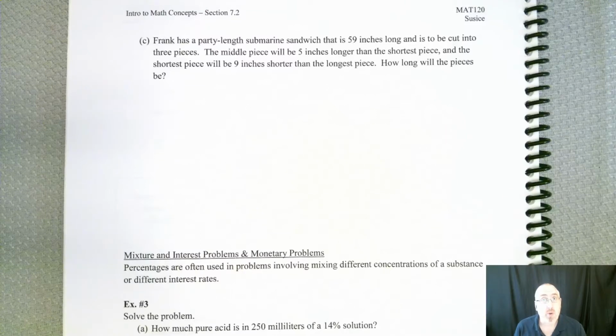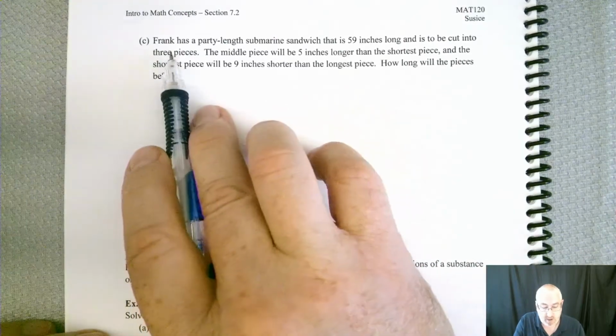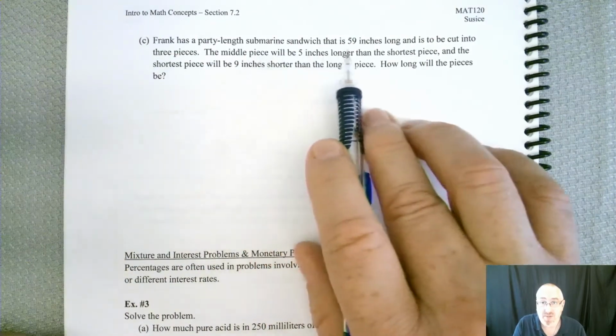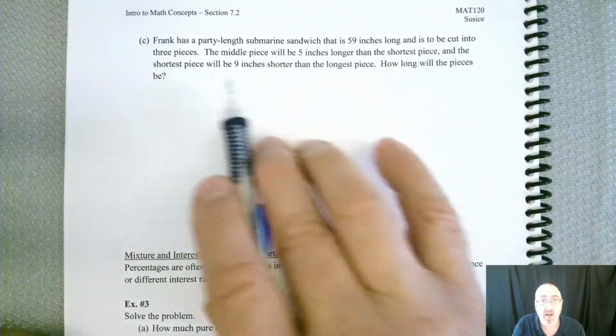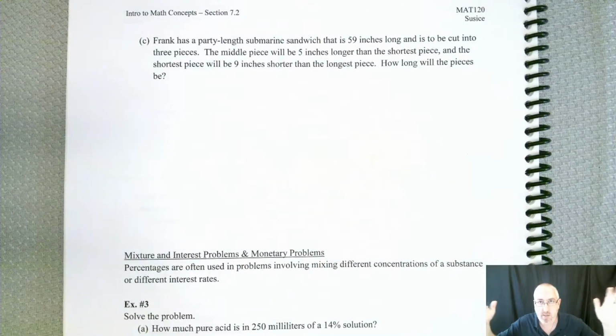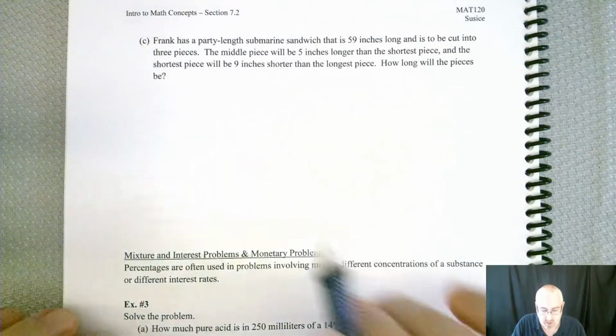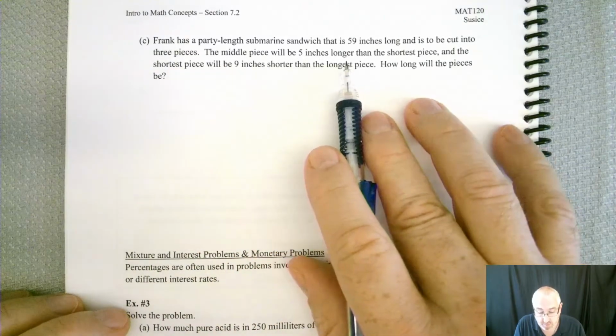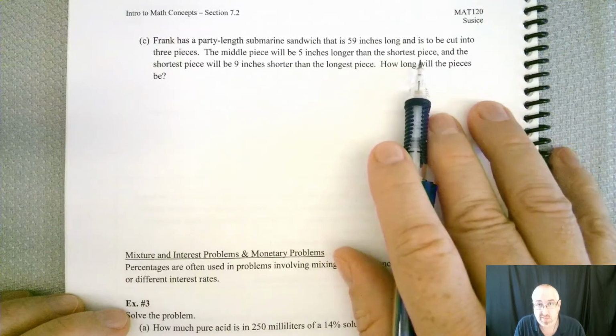All right, so now let's take a look at the next problem, which gets into Frank and his party-length submarine sandwich. It's 59 inches long and it's to be cut into three pieces. So we kind of got a visual of what's going on here. We got a sub, it's chopped into three pieces. The middle piece will be 5 inches longer than the shortest piece.